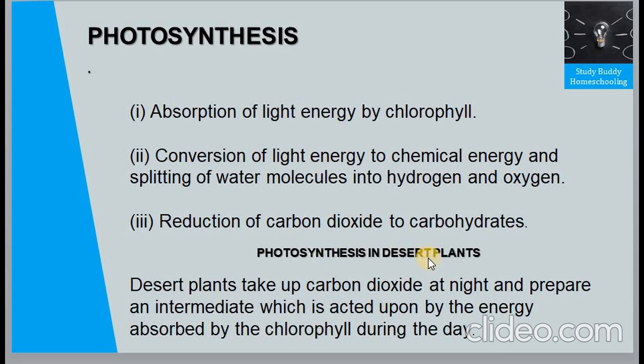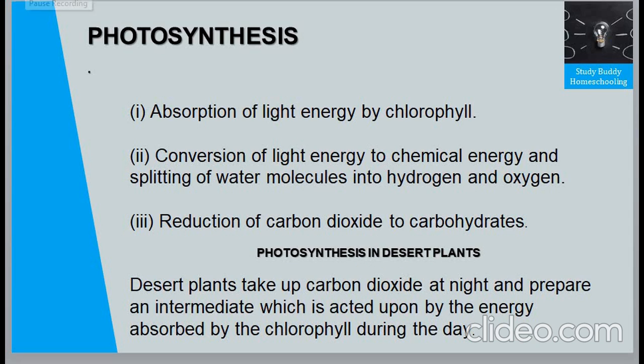So in the desert plants, photolysis of water happens the next day. First, the intermediate product is prepared in the night using CO2. This pathway which happens in the desert plants is slightly different, it's called the CAM pathway, which is known as Crassulacean acid metabolism. This happens only in desert plants because their stomata are not open during the day. They are open only during the night. So when the stomata open during the night, CO2 enters in. Immediately, CO2 is converted into a 4-carbon intermediate, which is acted upon by the energy which the chlorophyll absorbs the next day.